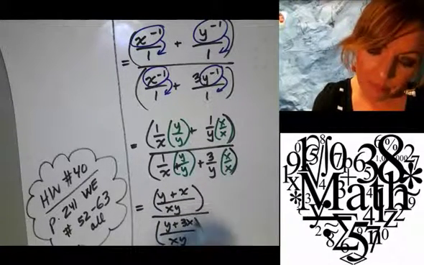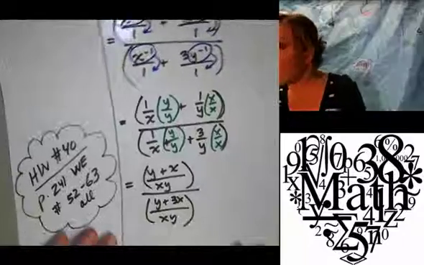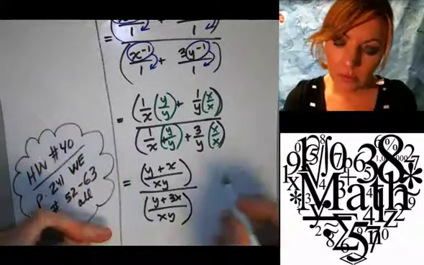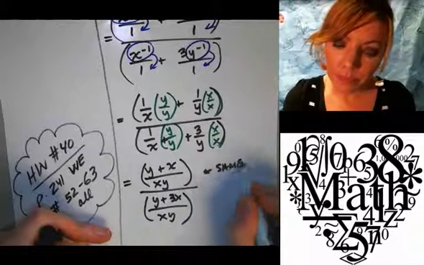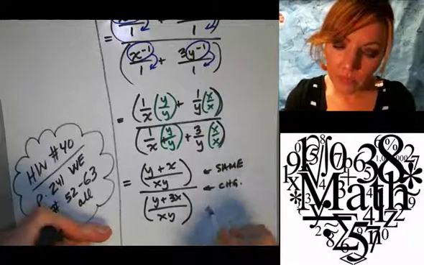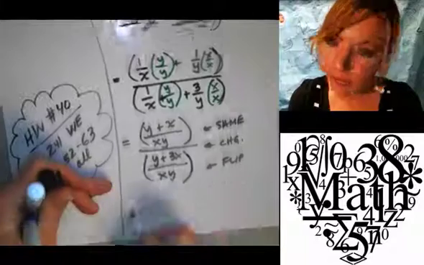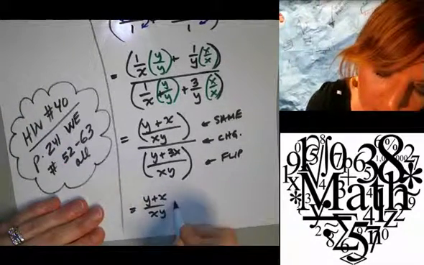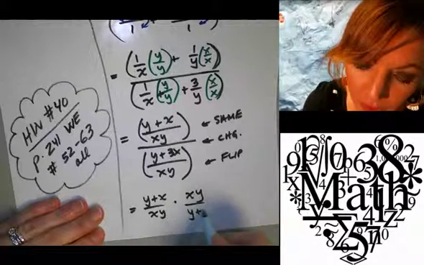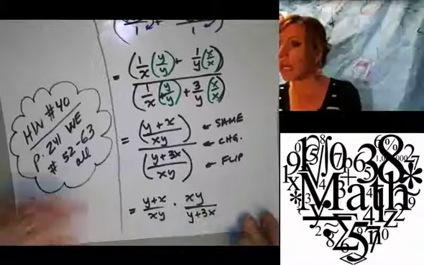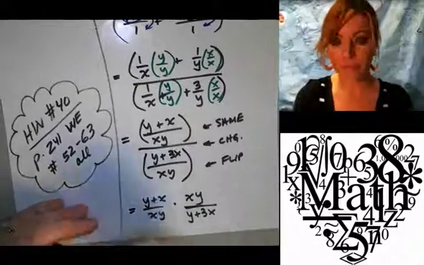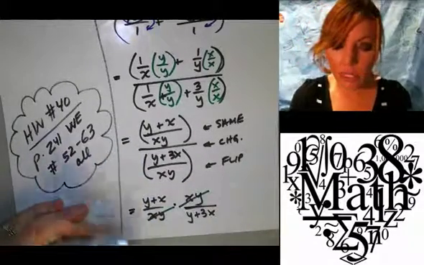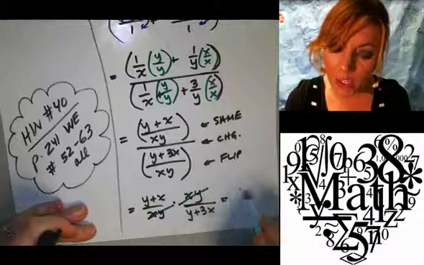So now that we have one cohesive fraction, what do we do again? Same change, flip. Okay, so when I do that, I get y plus x over xy times xy over y plus 3x. Anybody see anything that can cancel? What? The xy's can cancel. So I'm left with y plus x over y plus 3x.